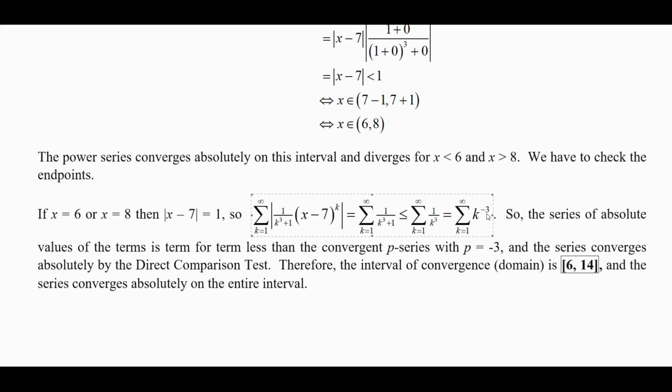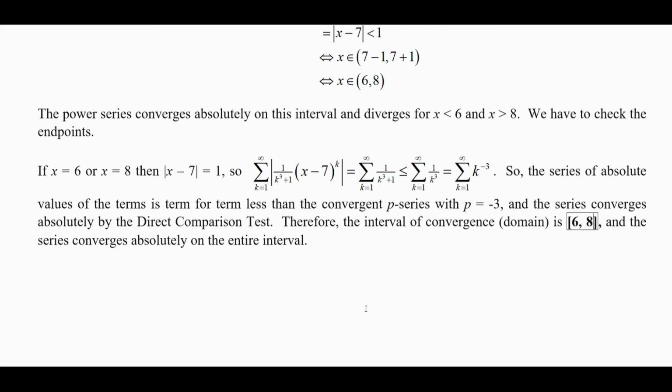And so the series of absolute value of terms is term for term less than the convergent series with p equals negative 3. And so the series converges absolutely by the direct comparison test. And I checked it really both for 6 and for 8. Therefore, the series converges on both of those values. So that is, I don't know where that 14 came from, 6 to 8, including the 6 and the 8. So the series converges absolutely on that entire interval, including the endpoints.